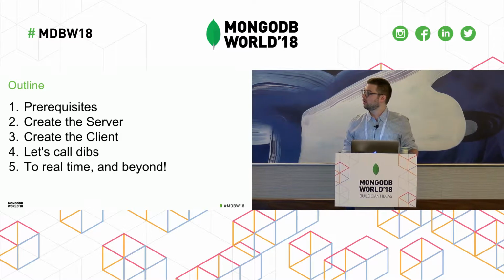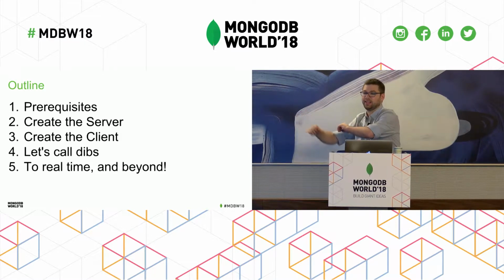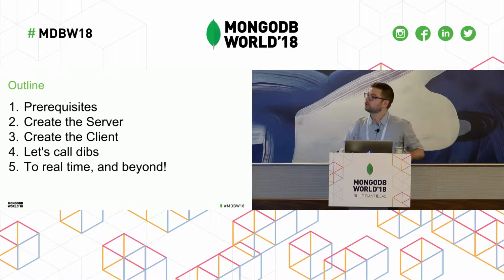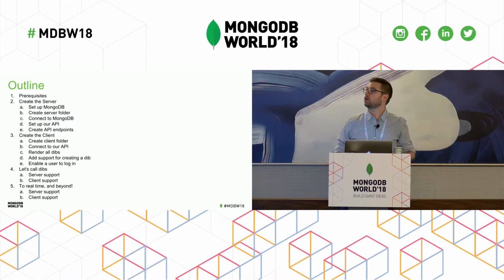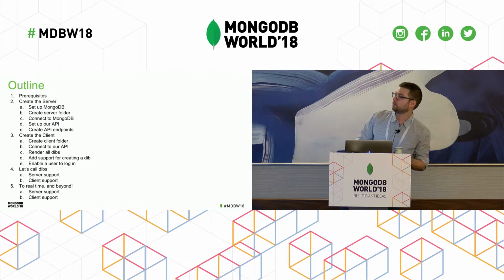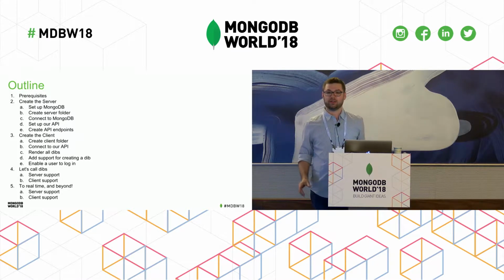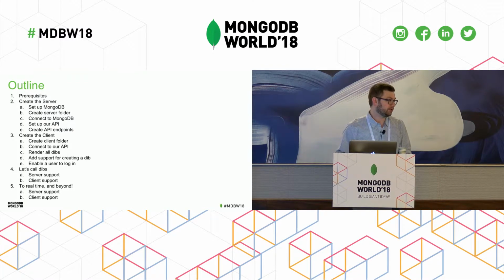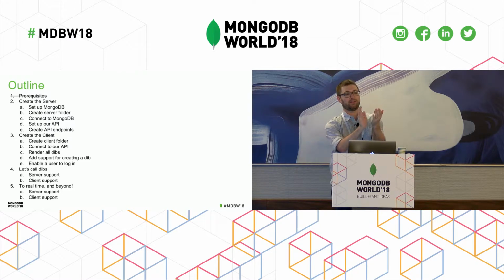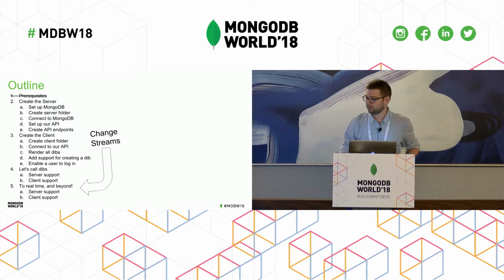And this is the outline of today. We're already 15 minutes in, so I am behind. We have five parts: prerequisites, create the server, create the client, let's call dibs, and real time and beyond. Let's blow it up a little bit. Do not be overwhelmed. This is just me giving you discrete details because I am a stickler for details. And guess what? If you were here with the first slide, you've already done that first step, the prerequisite. So you are already one fifth of the way done. I applaud you. You are champions.